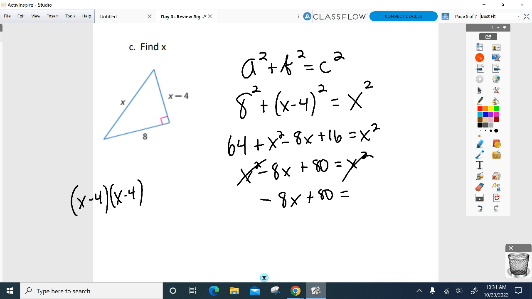Okay, what number did you say? What am I left with on the right side? Negative 8x plus 80 equals 0. So you don't need to factor. Solve it now. Go ahead. Solve that for x.